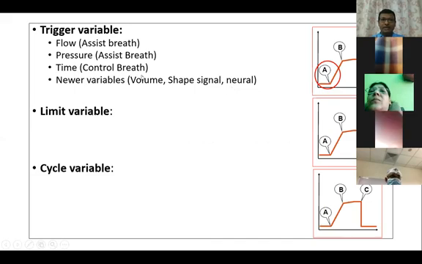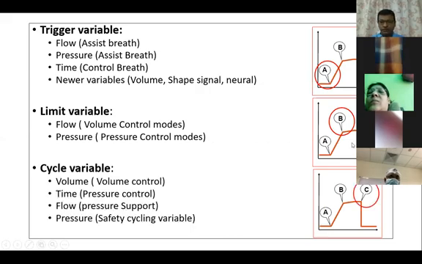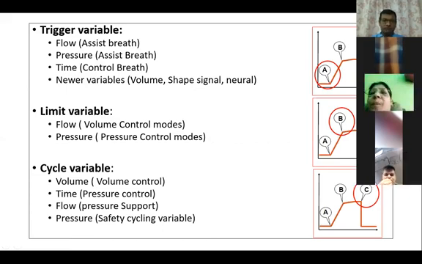It can be a time trigger in a controlled breath. Whereas it has to be a flow limit in a volume control mode, and it has to be a pressure limit in a pressure control mode. Whereas a cycle variable can be a volume in a volume control mode, can be a time in a pressure control mode, and a flow in a pressure support mode.